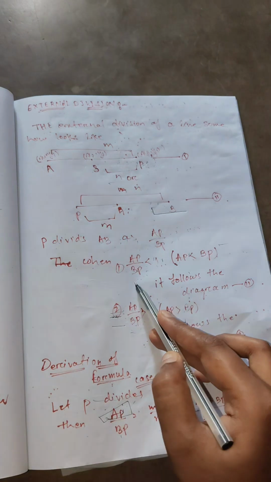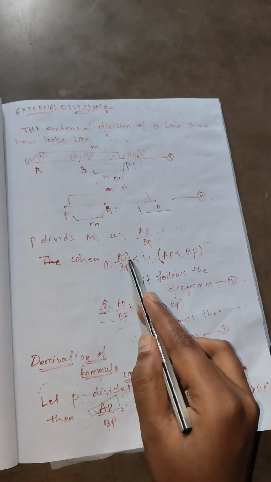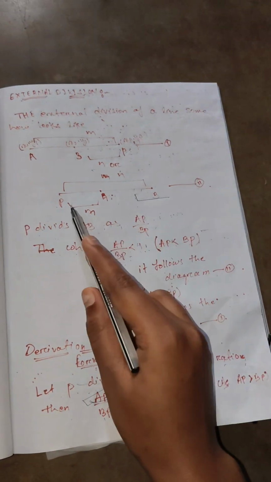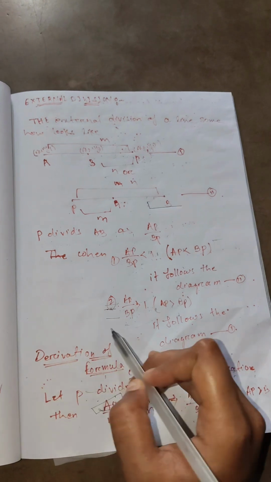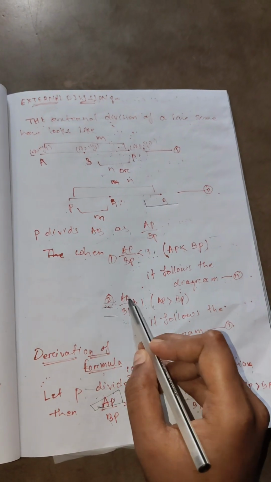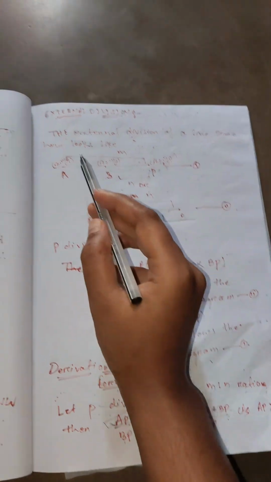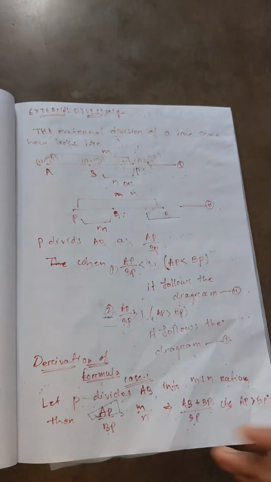When AP divided by BP is less than 1, that means AP is less than BP. It follows the second case, AP is less than BP. Secondly, AP divided by BP is greater than 1, where AP is greater than BP. This follows the first case, AP is greater than BP.